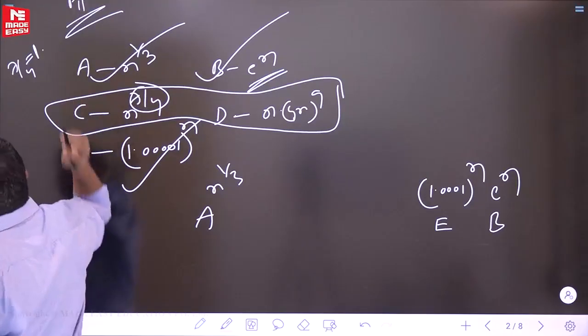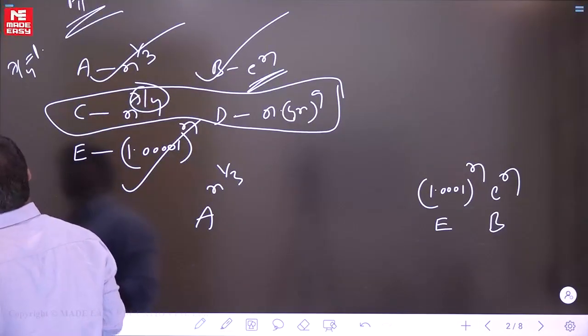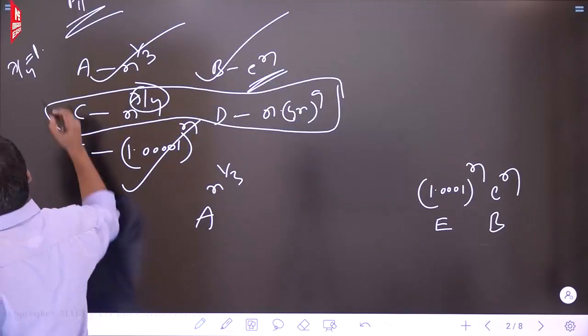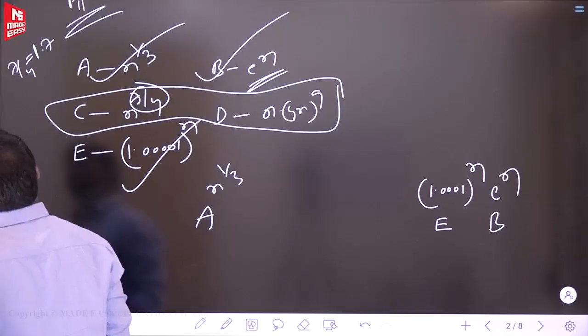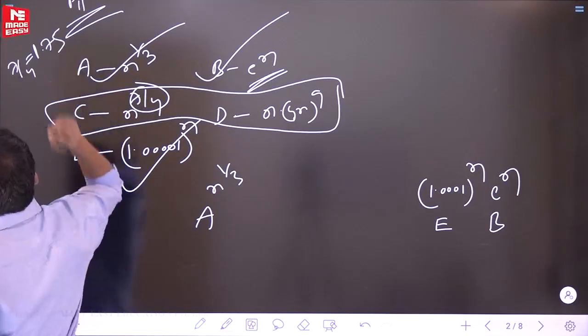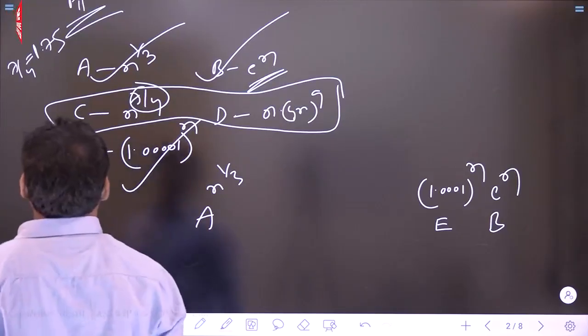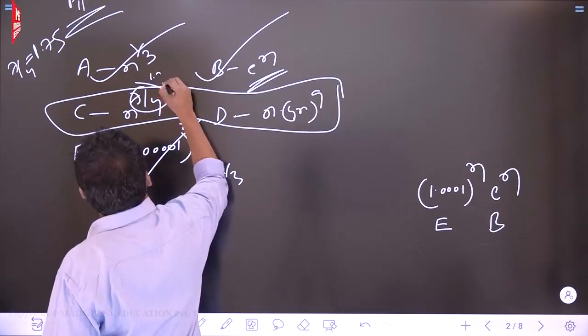4 ones 4, remaining 3. 4 6s 24, 4 7s 28, right? Remaining is going to be 2. 4 4s 16, 4 5s is 20. I think this one is 1.75. So I think it will go to n power... What is the answer? 1.75.